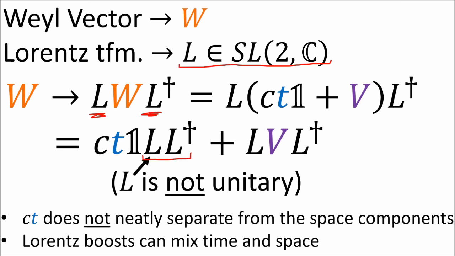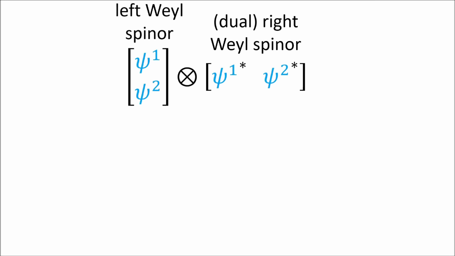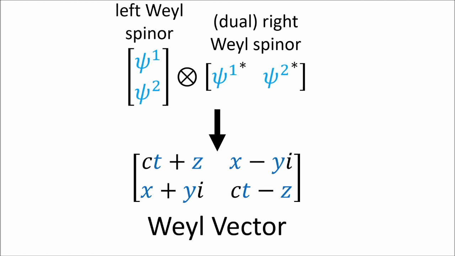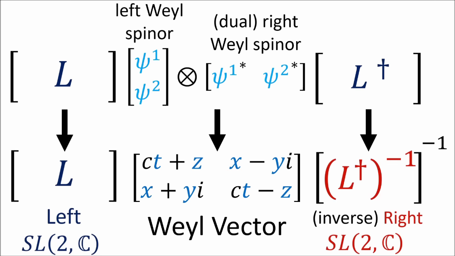This means that a Lorentz transformation does not always cleanly separate into a 3D vector rotation and a scalar component that does not change. We must treat the 4D spacetime vector as one object. Since the tensor product of a left and right Weyl spinor gives a 4D spacetime vector, and each spinor transforms with its own SL2C matrix, we can think of 4D spacetime vectors as transforming with the tensor product of a left SL2C matrix and a right SL2C matrix.